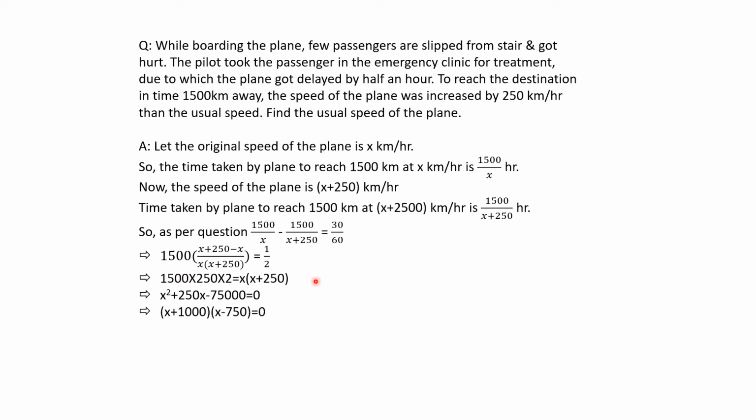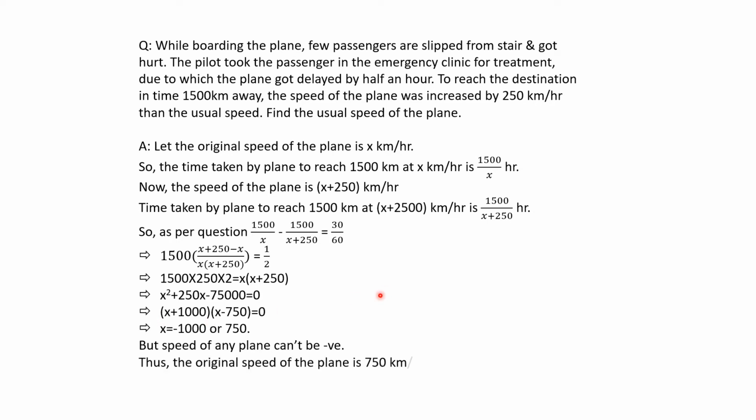On doing the middle term factorization, we can write it as (x plus 1000) into (x minus 750) equals 0, or x equals minus 1000 or 750. But the speed of any plane cannot be negative. That means minus 1000 cannot be considered. So the original speed of the plane is 750 km per hour, is the answer.